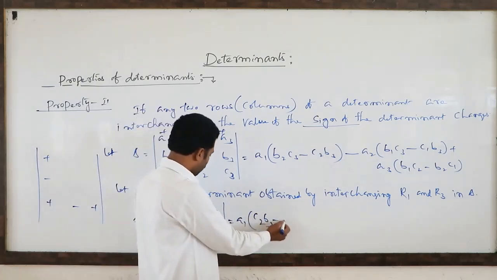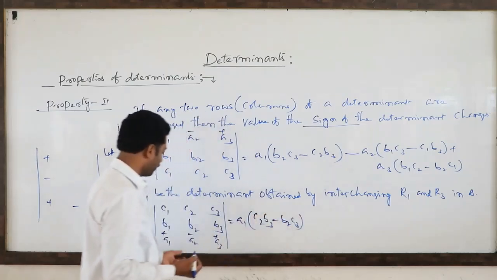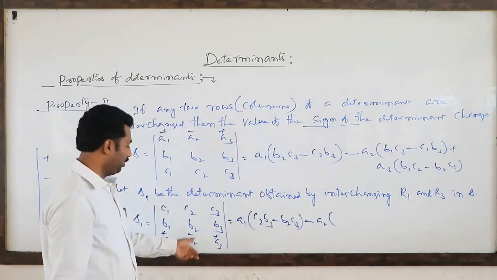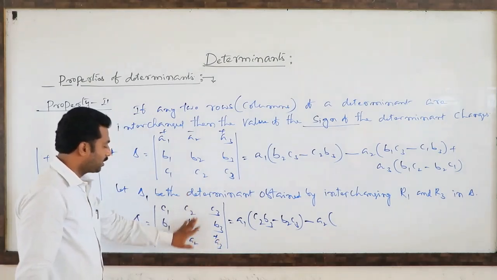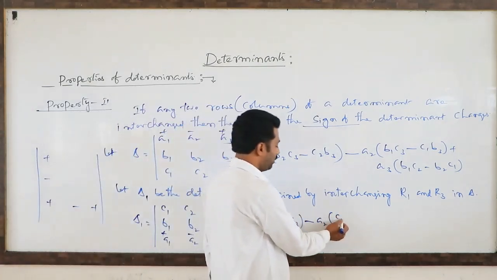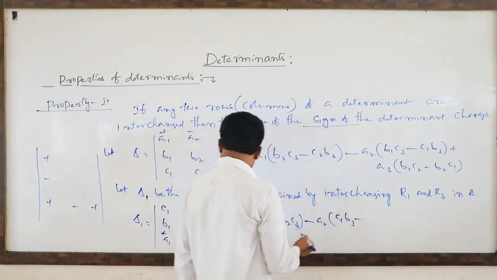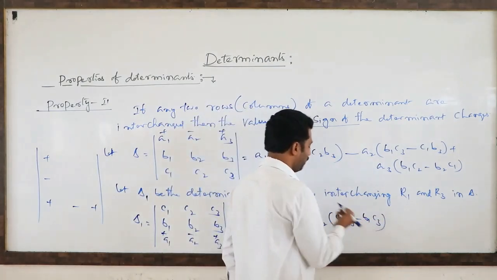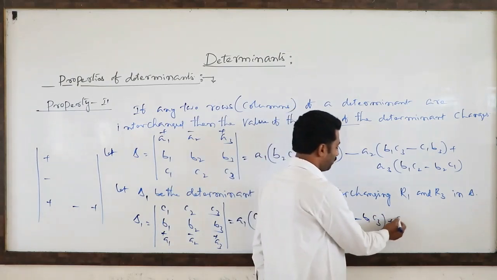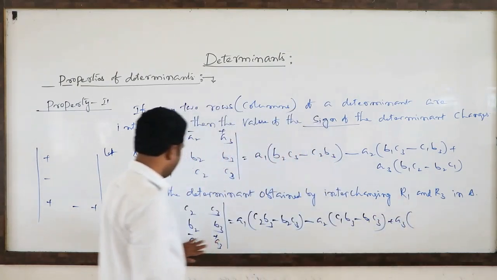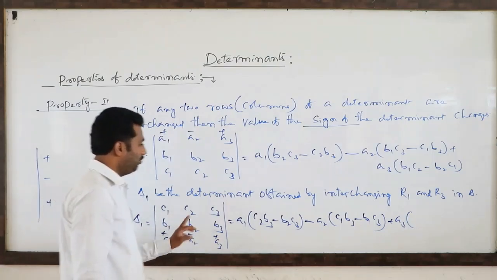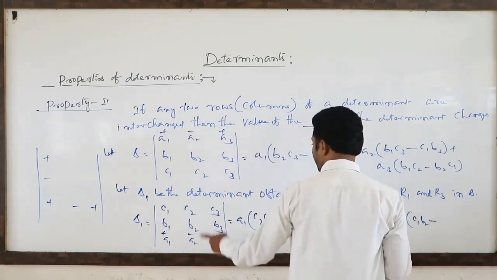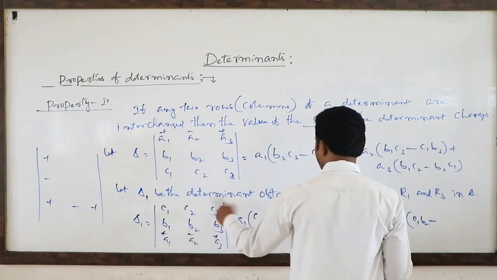So A1 into (C2 B3 minus B2 C3). Next, minus A2 into, closing this row and this column, (C1 B3 minus B1 C3). Plus A3 into, closing this row and this column, (C1 B2 minus B1 C2).